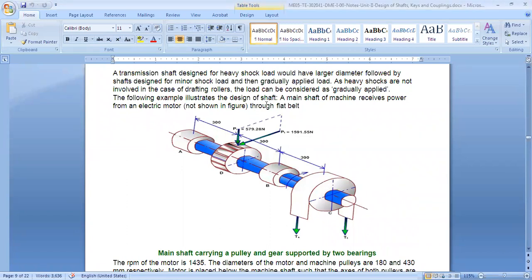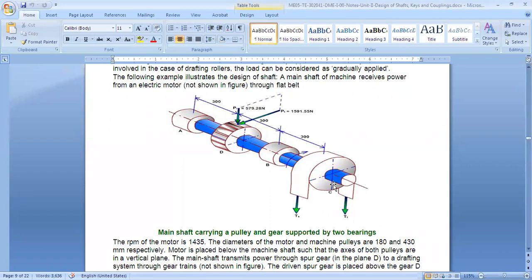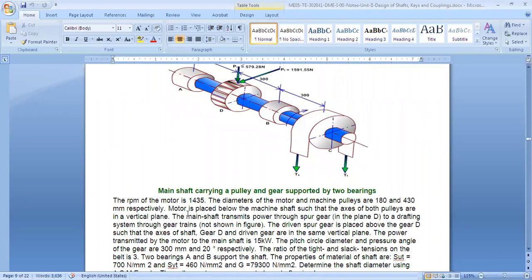The motor is not shown in the figure. On the right end of the shaft, a pulley is shown. We are getting a power input, torque or input twisting moment, from this pulley. We are getting it from the electrical motor, through the belt. Now they are saying the RPM of the motor is given as 1435.